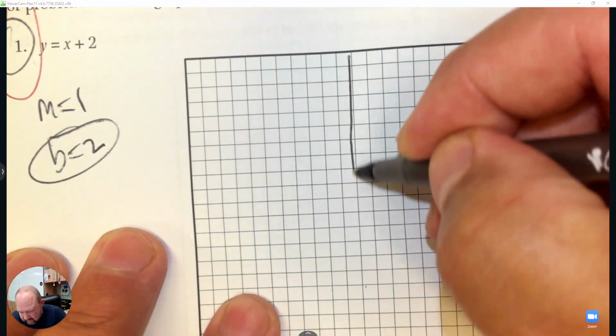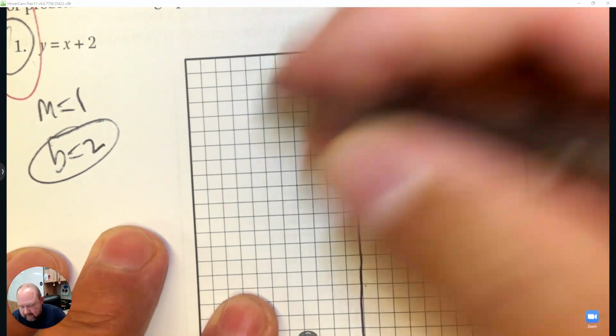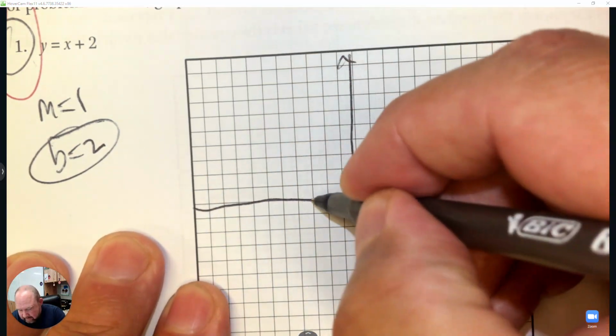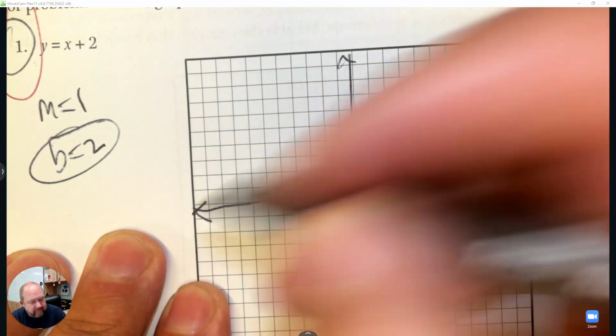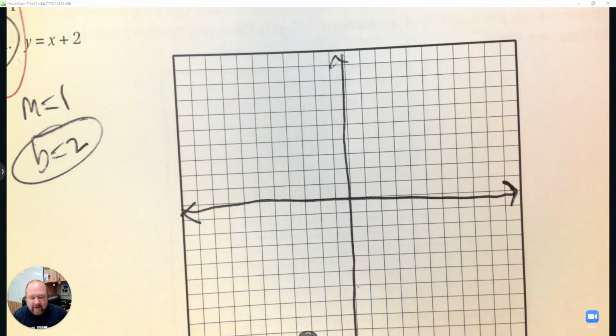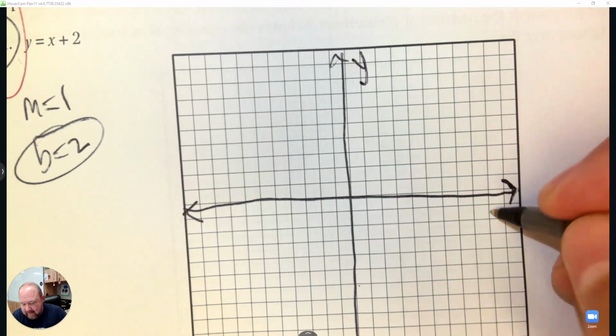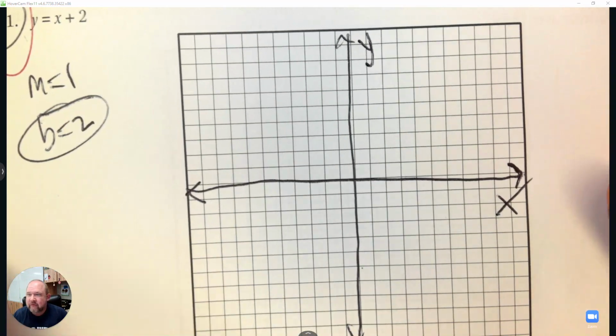So I'm going to draw a set of axes, very large graph for this. Probably don't need so much graph paper, but it is what it is. And I might even change the colors here. So there's my axes. This is the y-axis. This is the x-axis. So we're going to start at the y-intercept.